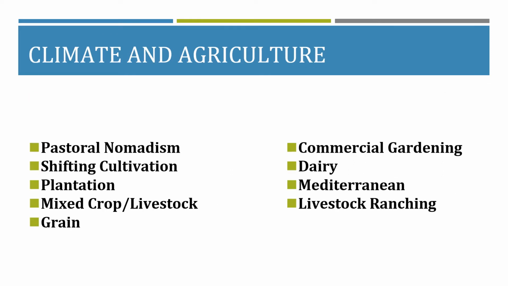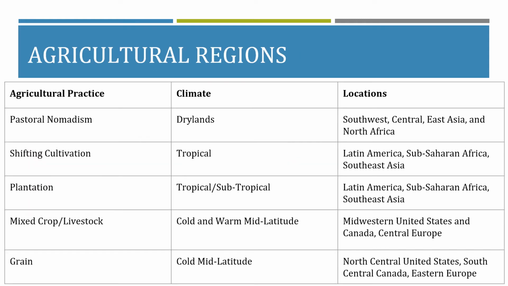The different types of agriculture that you need to know, and again, you need to know where they happen and what the basic process is: pastoral nomadism, shifting cultivation, plantation, mixed crop and livestock, grain, commercial gardening, dairy, Mediterranean, and livestock ranching. Before we start talking about the actual types of agriculture, we need to understand that all agriculture is going to fit into one of two categories. The first category is called subsistence agriculture. Subsistence agriculture is when you are growing plants and animals for your own consumption. So you are literally just trying to survive. That's your purpose for farming.